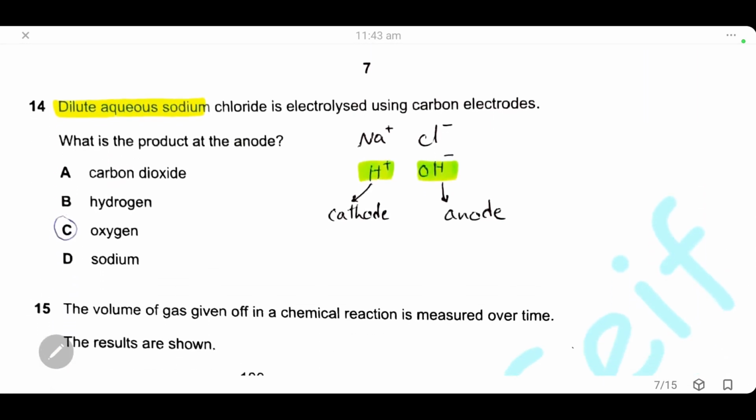Question 14. Dilute aqueous sodium chloride is electrolyzed using a carbon electrode. As we have just said, when we have a dilute solution, the chloride ion is not in enough concentration, so hydroxide ions will go to the anode and discharge as oxygen gas. So we will have oxygen at the anode, and the answer will be C.